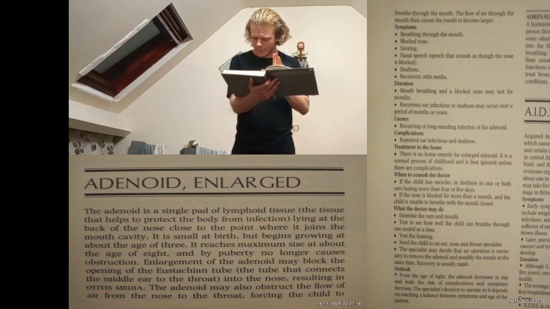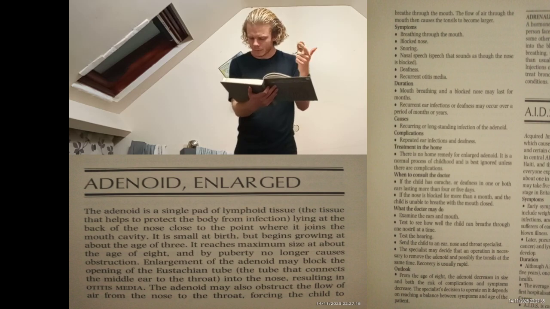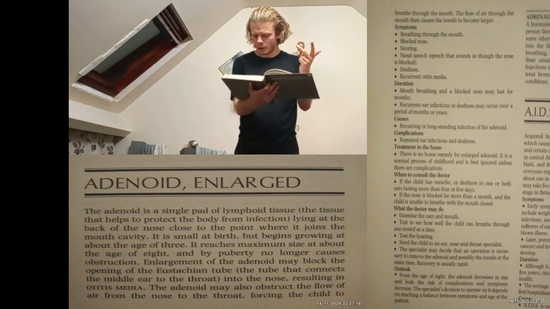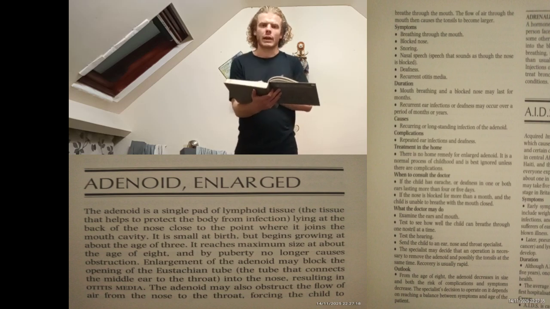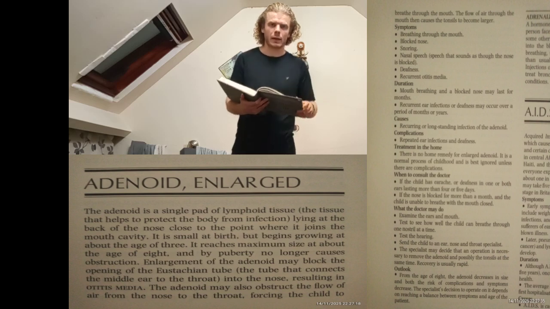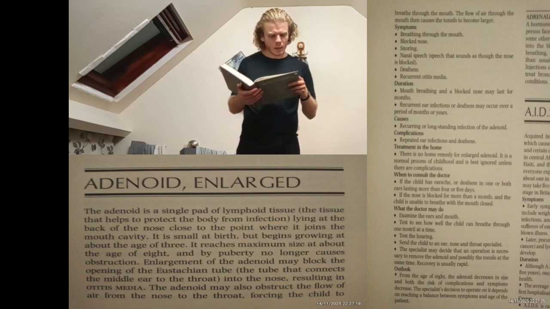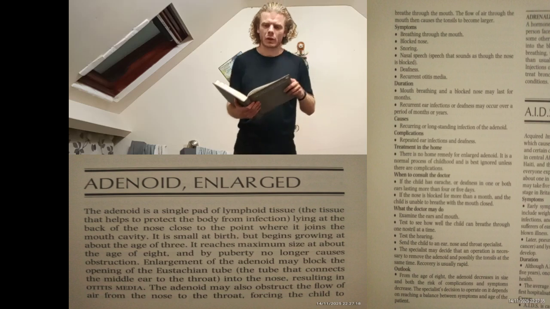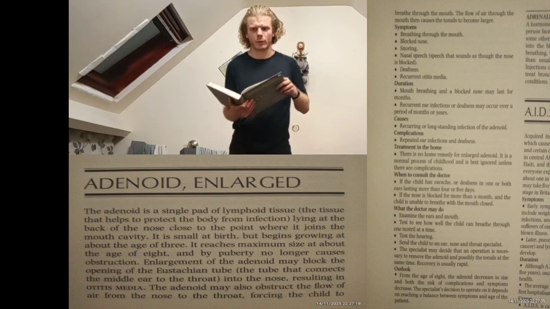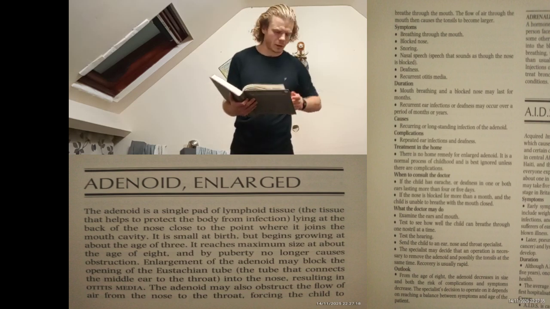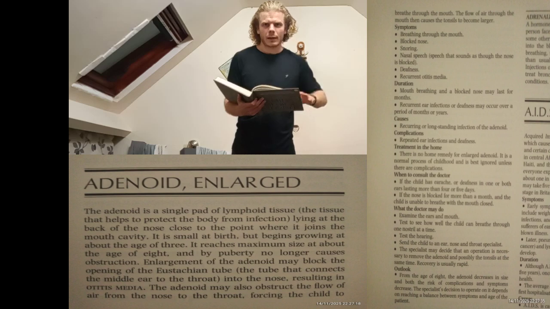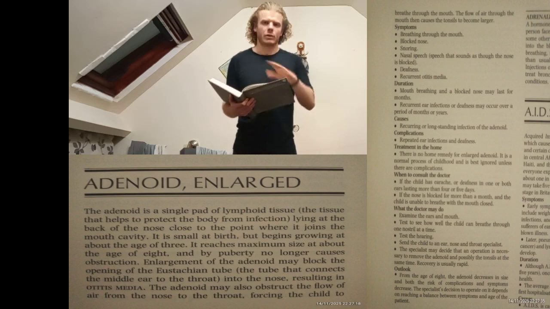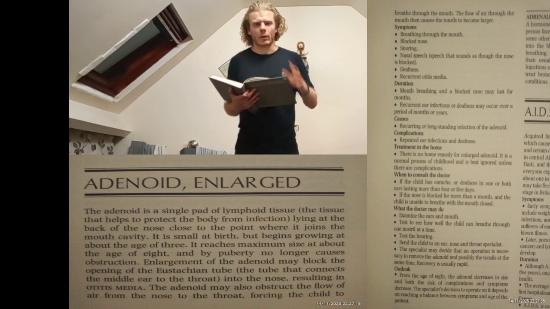Okay, what did we have? It is lymphoid tissue. It is at the back of the nose. It can block the Eustachian tube where it comes to the nose. It can cause otitis media. It can also obstruct the flow of air from the nose to the throat, and that can make mouth breathing necessary. The flow of air through the mouth causes the tonsils to become larger. So the tonsils must be the region affected through breathing through the mouth.